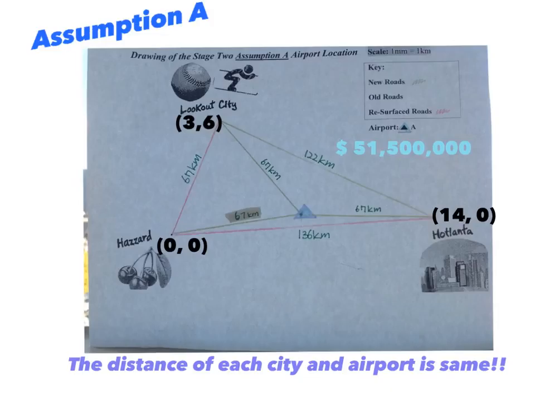The total cost of building the roads for this airport location is $51,500,000.